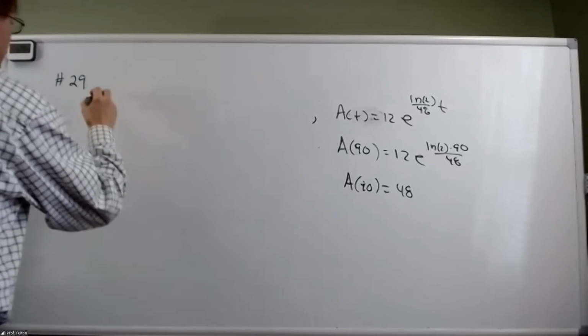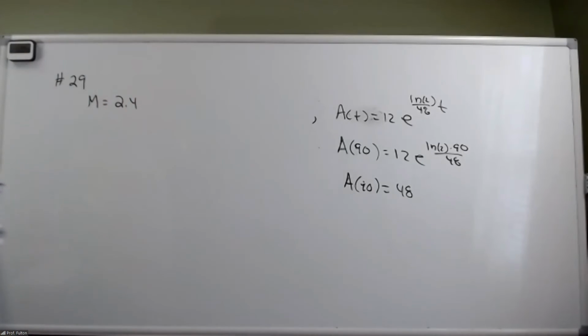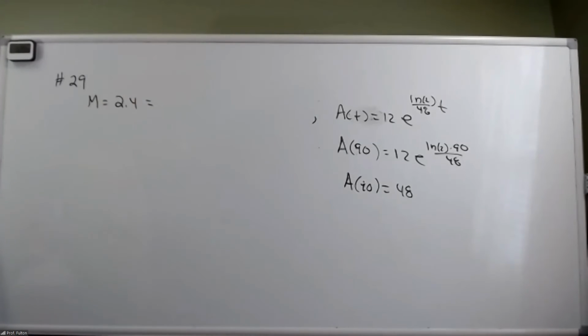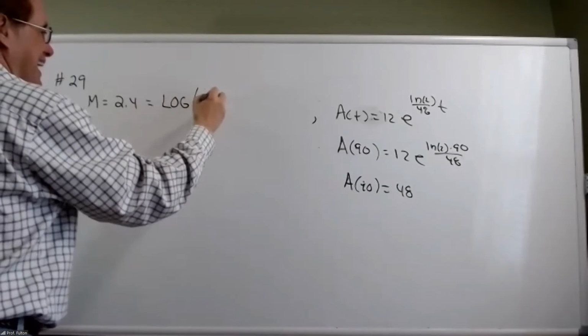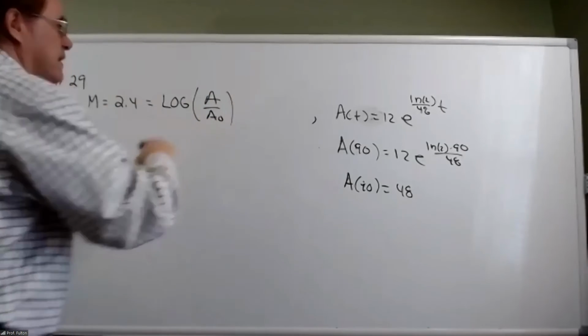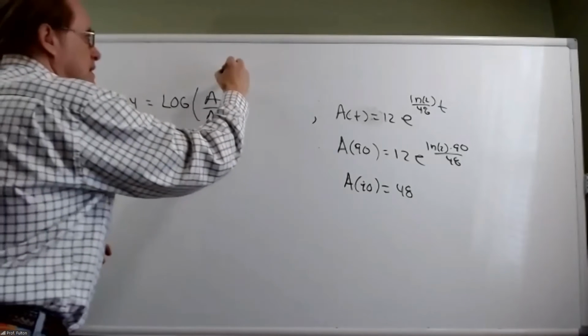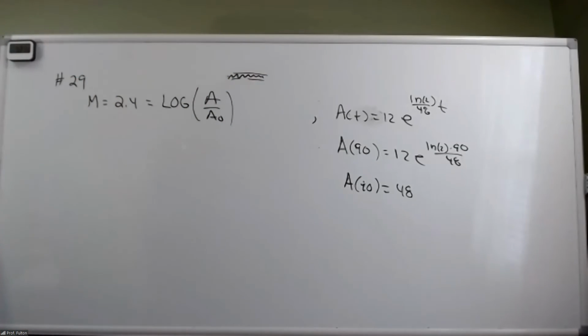So an earthquake measures 2.4 on the Richter scale. How much larger is it than the next largest? So remember, M is equal to the common log of A over A0. A0 is kind of like a standard. That's the normal vibration. You want to see what's happening above that level. If you listen, there's a little background noise, so to speak, and you want to see what percentage is above that.